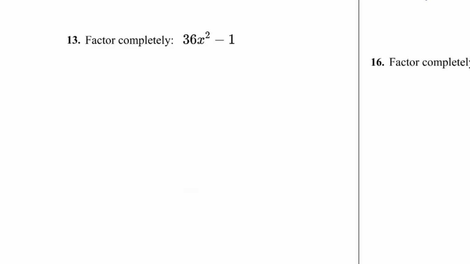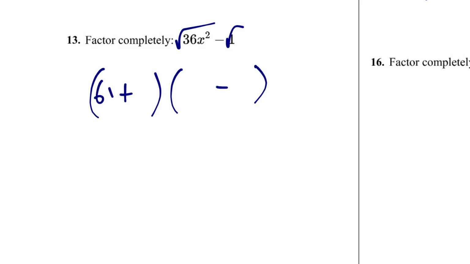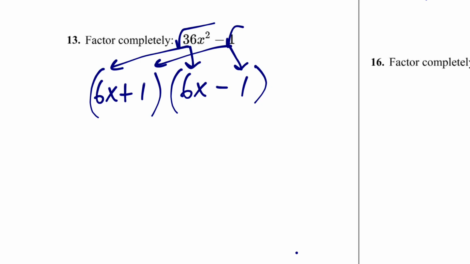This is called difference of squares. I take the square root of this and the square root of that and I plug it into a specific formula. That is, it's for sure going to look like this, where there's a plus and a minus. And this becomes 6x on both of these, and this becomes 1. The square root of this part goes here and there, and the square root of that part goes there and there, and it's always plus minus.